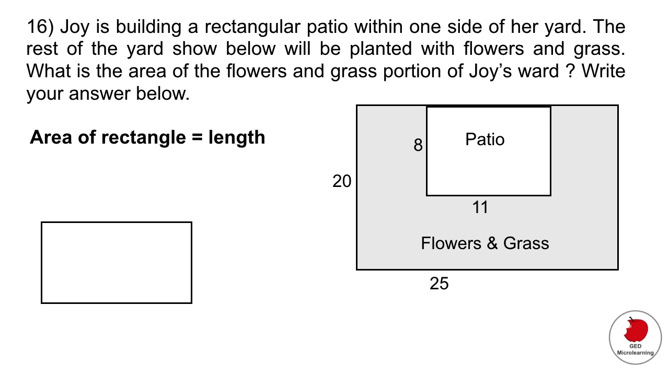All right, so question 16 looks at the area of a rectangle. It says Joy is building a rectangular patio within one side of her yard. The rest of the yard shown below will be planted with flowers and grass. What is the area of the flowers and grass portion of Joy's yard? Sorry, I totally wrote this completely wrong. Write your answer below.